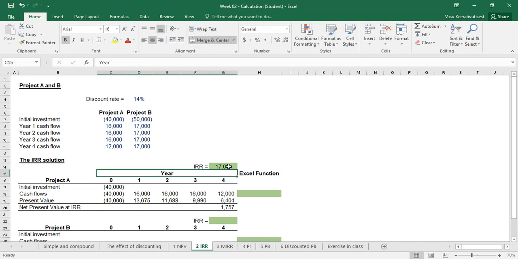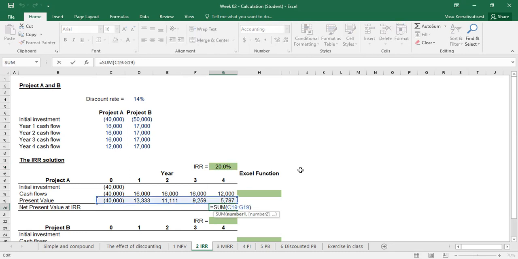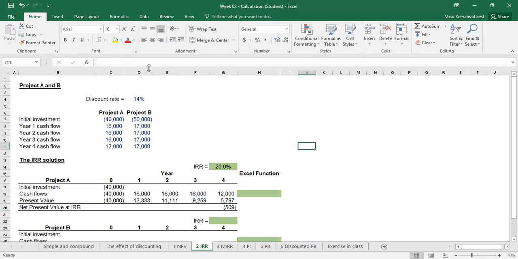15%, 17%, 19%, wow, 20%. So IRR should be around 19 or 20%, okay? That brings this net present value to zero. So we're going to do this thing together.